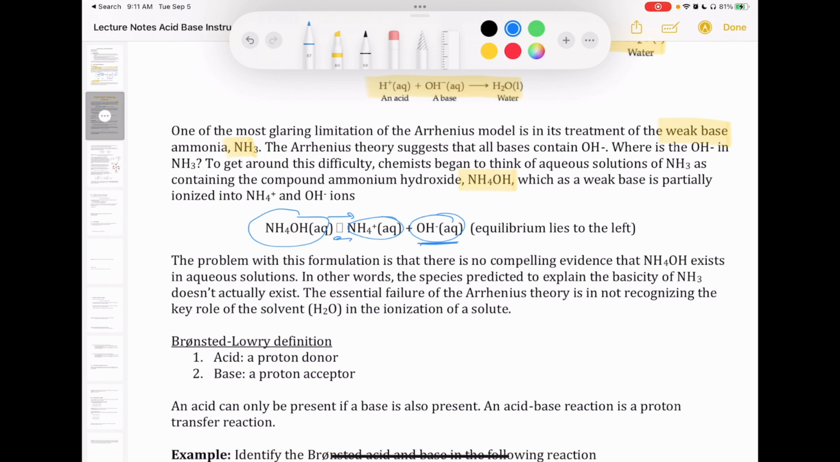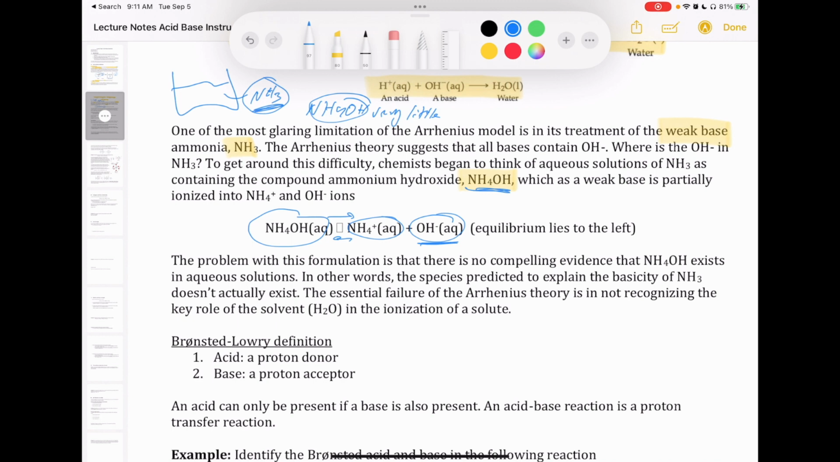It turns out that when they tested for the presence of NH4OH, there's very, very little of it. In other words, when you have a solution containing ammonia, what we find is that there's mostly just ammonia. The actual NH4OH is there, but very, very little. The majority species there is ammonia.